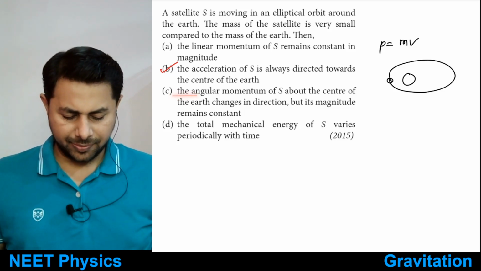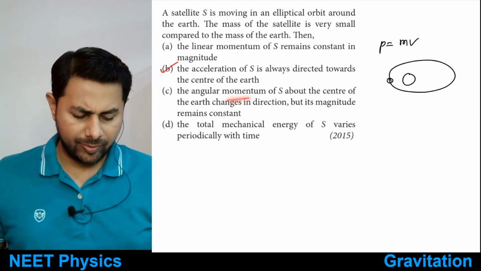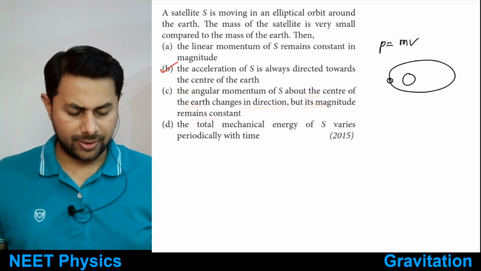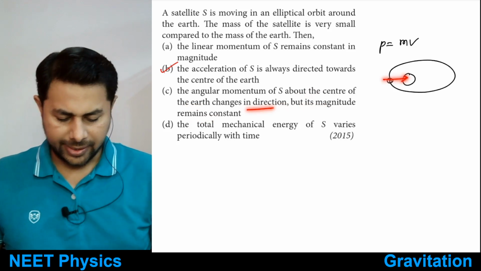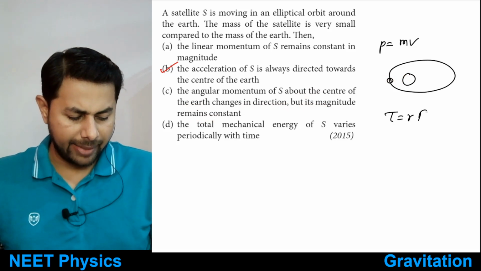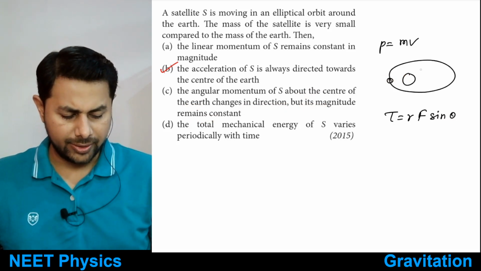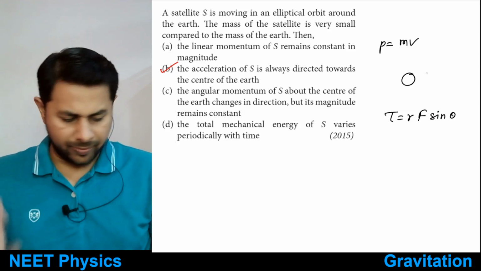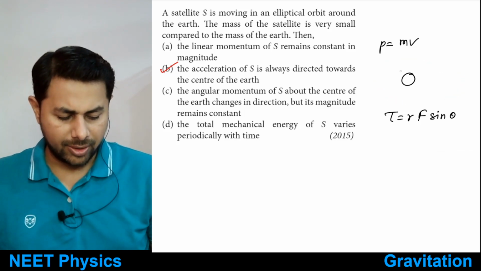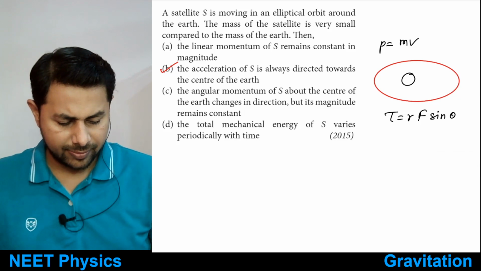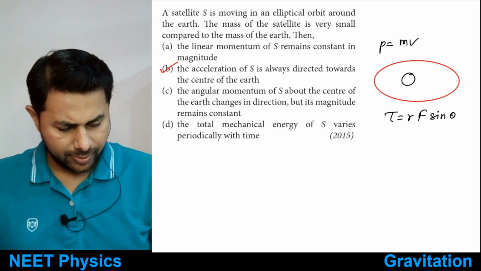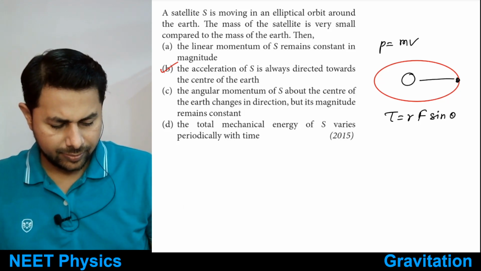Let's see the next one. The angular momentum of S about the center of Earth changes in direction, but its magnitude remains constant. So we know that this is a radial force. That means torque is equal to 0, because torque is equal to r f sin θ. So suppose this is Earth and the satellite is revolving in an elliptical orbit, let's say something like this, then this is the satellite. Okay, so what would happen?